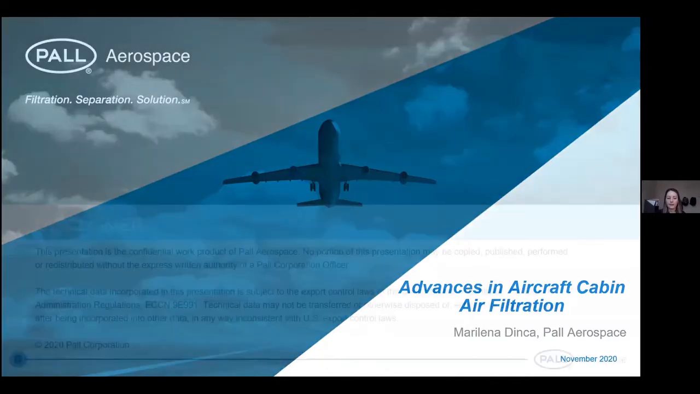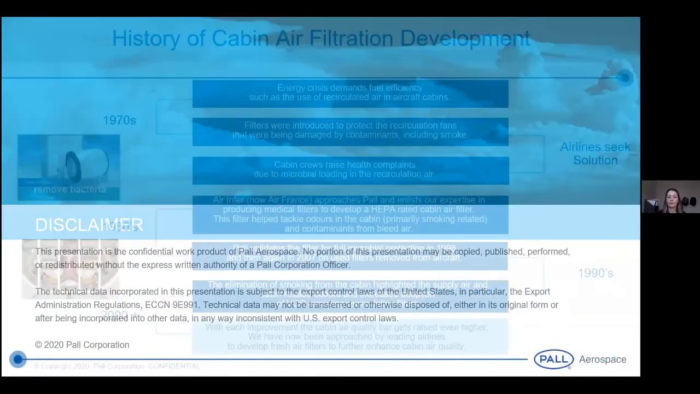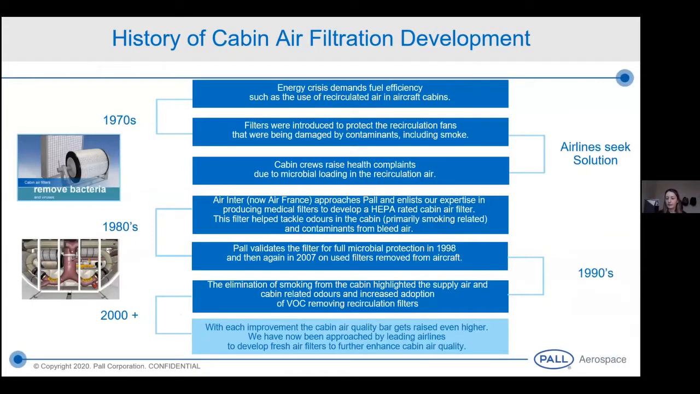Today I'm going to give you a presentation on the history of cabin air filtration and cabin air development, which starts in the early 70s with the introduction of the recirculated air in the aircraft. The reason for that is the energy crisis and the demand for fuel efficiency.